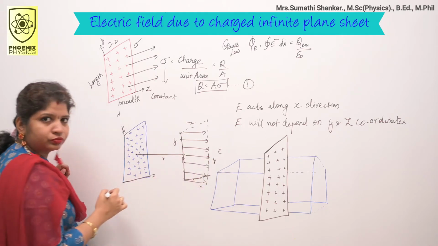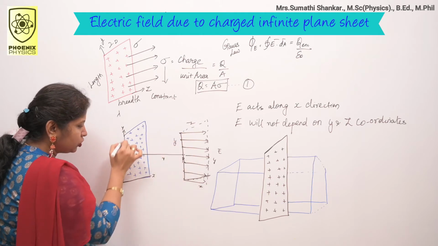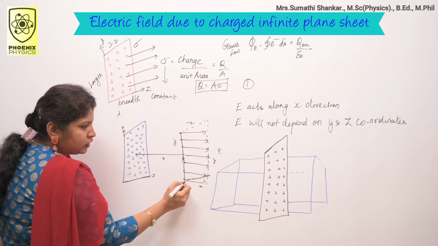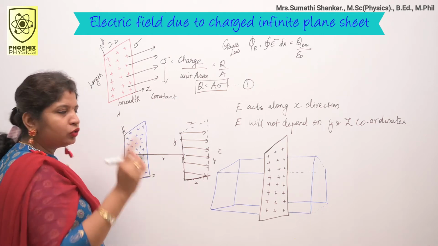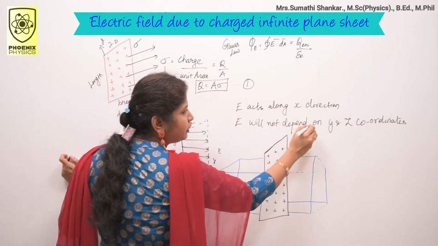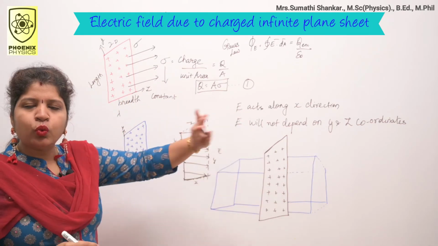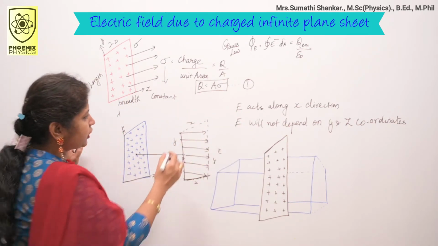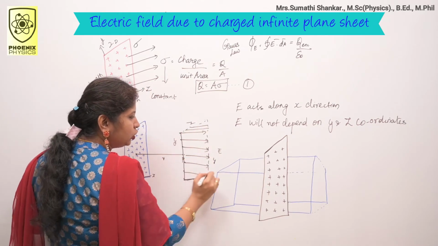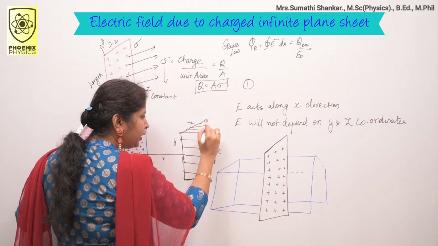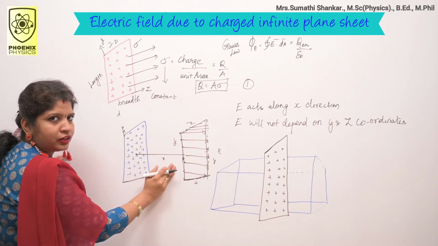This is y. Can you imagine this? So this is my y distance because this is my y direction. This is my z direction because the sheet is like this. You know that E will not depend on y and z axis, which means E acts only in the x direction alone, like this. So you connect the dots, you can get a plane like surface like this. So this is my right hand side.